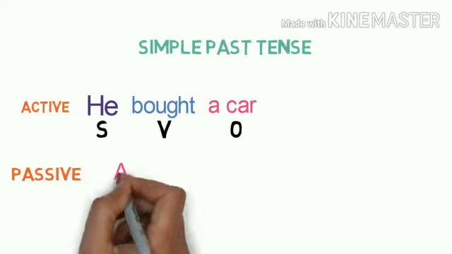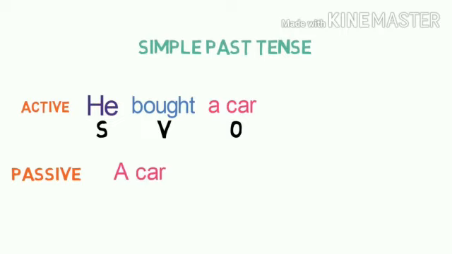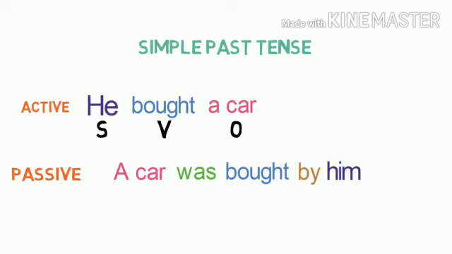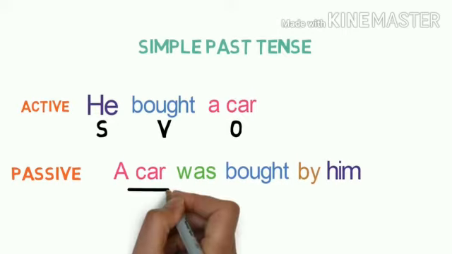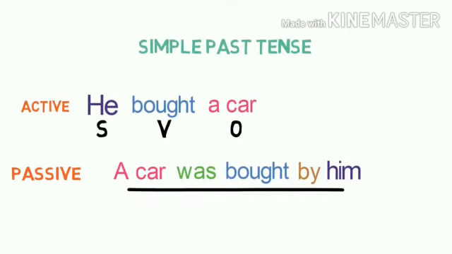So here it will be a car, and at this position it will be him. He will be changed as him. Converting the main verb to third form, the past tense, that is bought. Next, adding a suitable helping verb, it will be was. And lastly, we need to add by him as per the fifth step. So the whole sentence is a car was bought by him. Passive voice: he bought a car is changed in such a way.